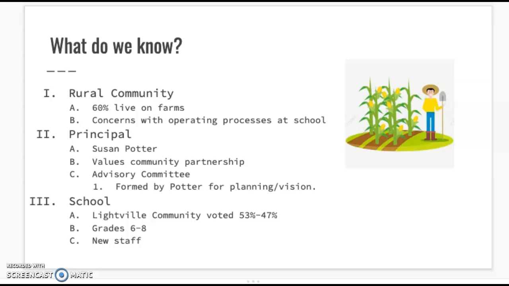Susan Potter was selected to be the principal, and she values her community partnership. She created an advisory committee to help plan and carry out the vision for the new school. This community did vote in favor of the school, but it was 53 to 47%. New staff creates some challenges.